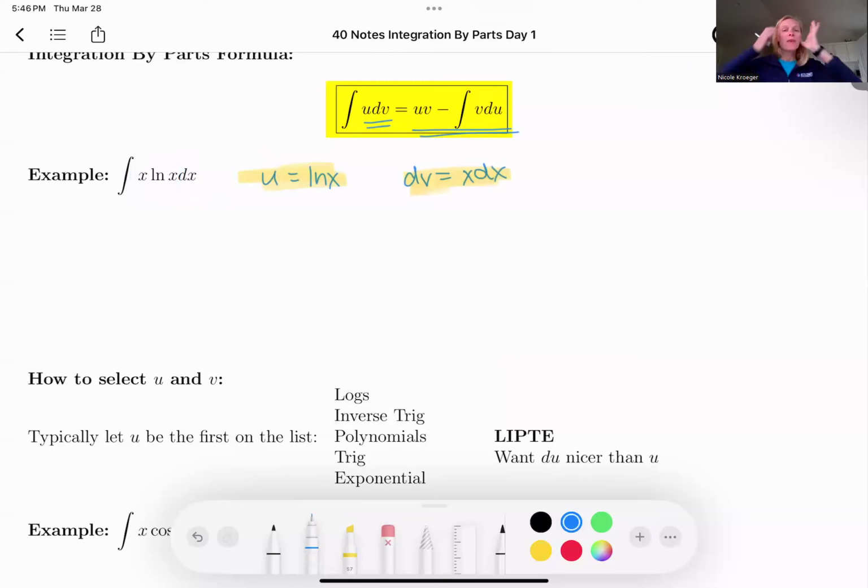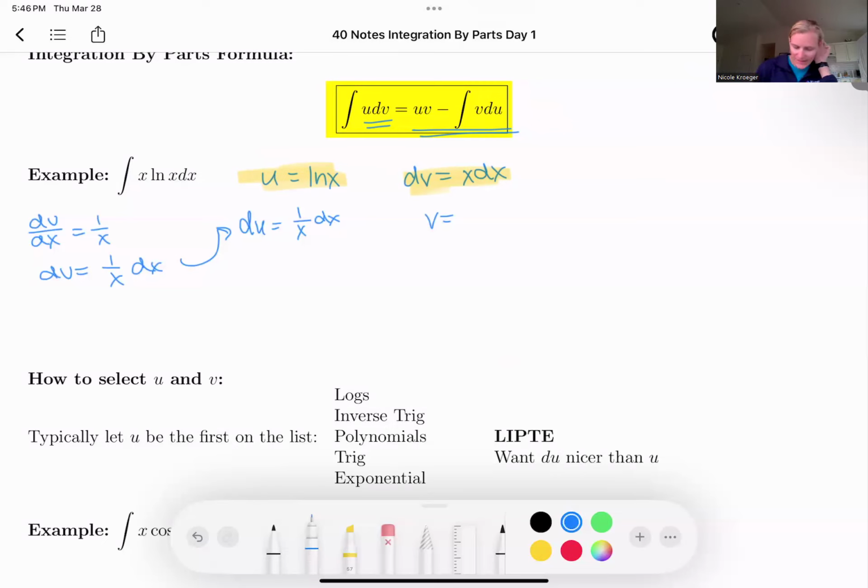Okay, so once we find u and dv, now what we have to find are du and v. So du is just the derivative of u. That will be 1 over x. And we get a dx in here because we think of this like our u substitution. We start with du over dx is 1 over x in this case, and we multiply both sides by dx to get du is 1 over x dx. I usually skip that intermediate step and just go ahead and multiply the dx over.